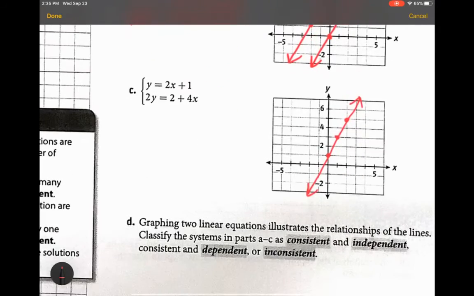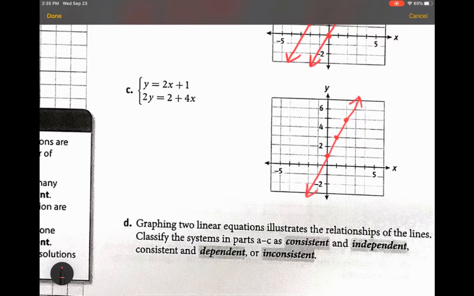Okay, then we get to this last one here. To be able to graph this second line, what do I need to do? Okay, divide everything by 2. So I get 1 plus 2x. Is 1 plus 2x and 2x plus 1 the same thing? Yes. Addition is commutative. What does commutative mean for bonus points?